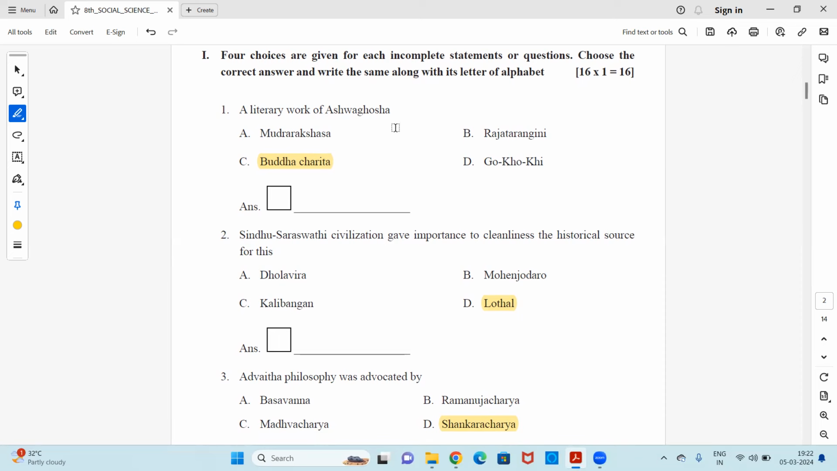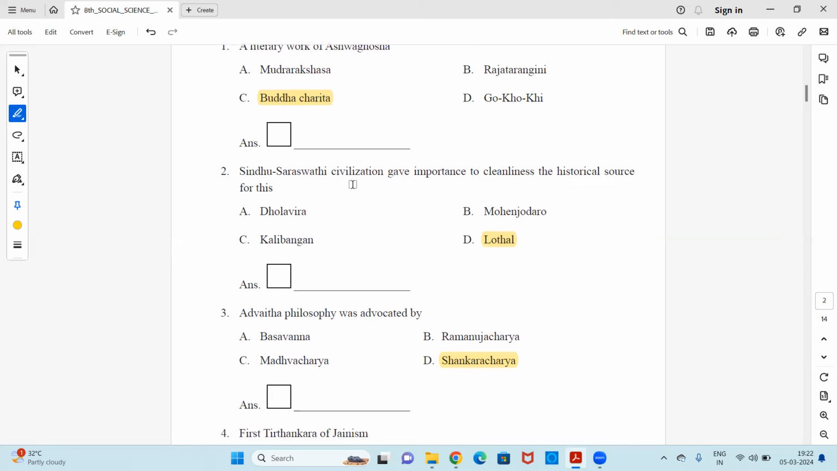Okay, so the first MCQ is about the literary work of Aswaghosha. What is the name of the literary work of Aswaghosha? Is it Mudra Rakshasa, Rajatarangini, Buddha Charita, or Gokoki? The answer is Buddha Charita. Next, Sindhu Saraswati civilization gave importance to cleanliness. From which historical source do you get this information? Is it Dholavira, Mohanjadaro, Kalibangan, or Lothal? The answer is option D, Lothal.